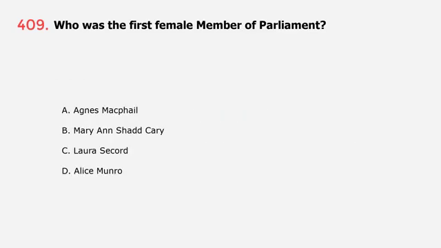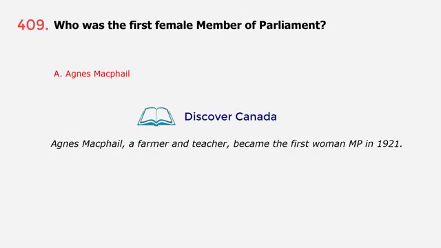Question 409. Who was the first female member of Parliament? A. Agnes MacPhail. B. Mary Ann Shadd Carey. C. Laura Secord. D. Alice Munro. The answer is A. Agnes MacPhail.